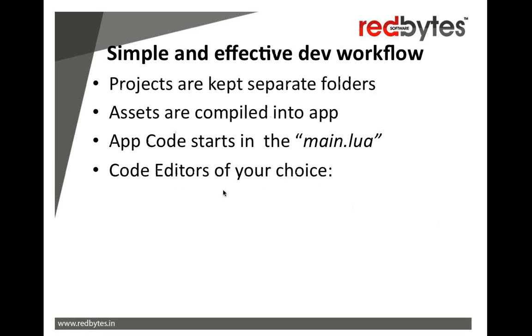Okay, so let's talk about the simple and effective development workflow that the Corona SDK provides. Put simply, every folder you create on your file system becomes a project. So if you want to start a new project, all you have to do is create a folder. Everything you put inside the folder becomes an asset for the project: all your images, sound files, JSON, XML files, anything you want to keep within the project goes into your folder, and that compiles as an asset into your app. The starting point for code is a special file called main.lua. All the code files have the extension .lua, and your application starts from main.lua. That's the entry point.